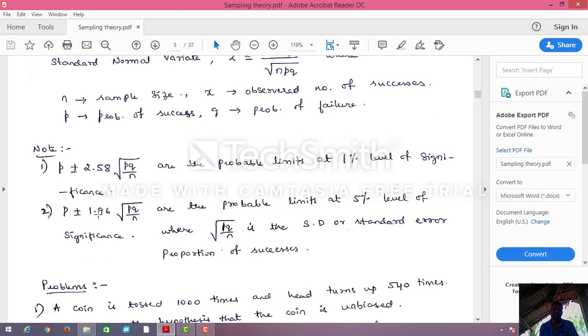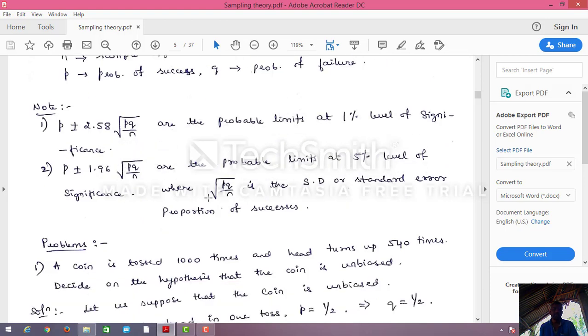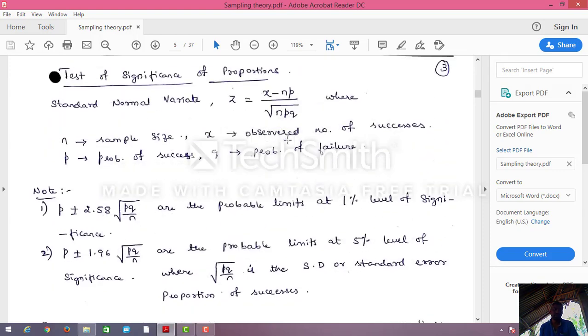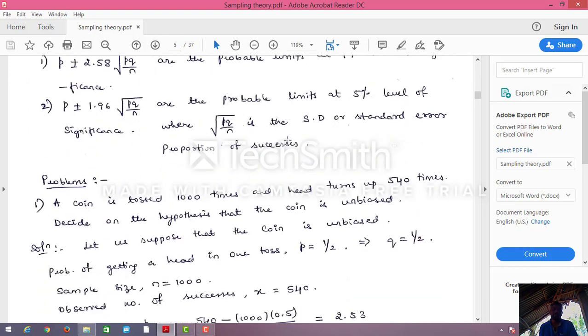Whatever the value we find out, if it is less than 1.96, then the 5% level is accepted. If it is less than 2.58, then the 1% level is accepted. Like that we'll solve the problems, where root of pq by n is the standard error of proportion of success. Using this test of significance of proportions, we'll solve the problems.